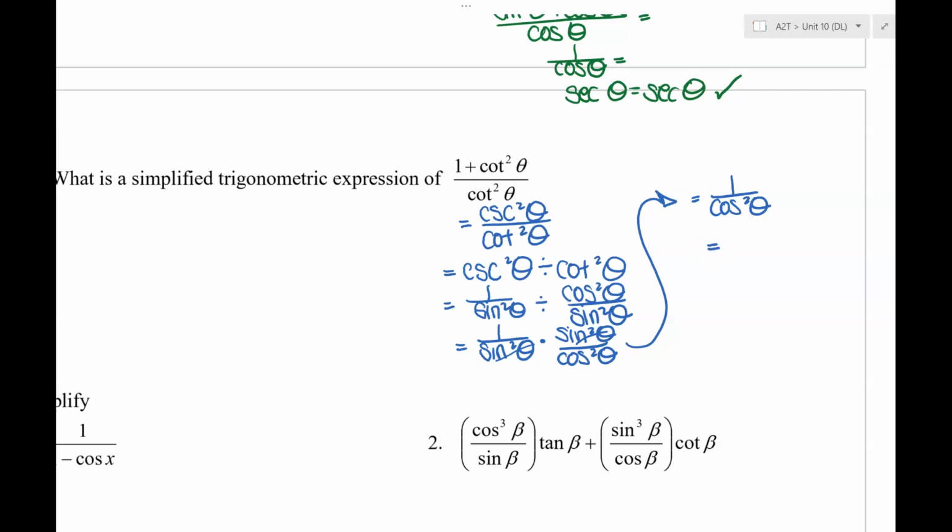It's a fraction. So I'm going to change it to secant squared theta, and I am done. Now, for simplifying, it's possible we take a different route, okay? But we should all end up at the same simplified answer. Keep that in mind, please.